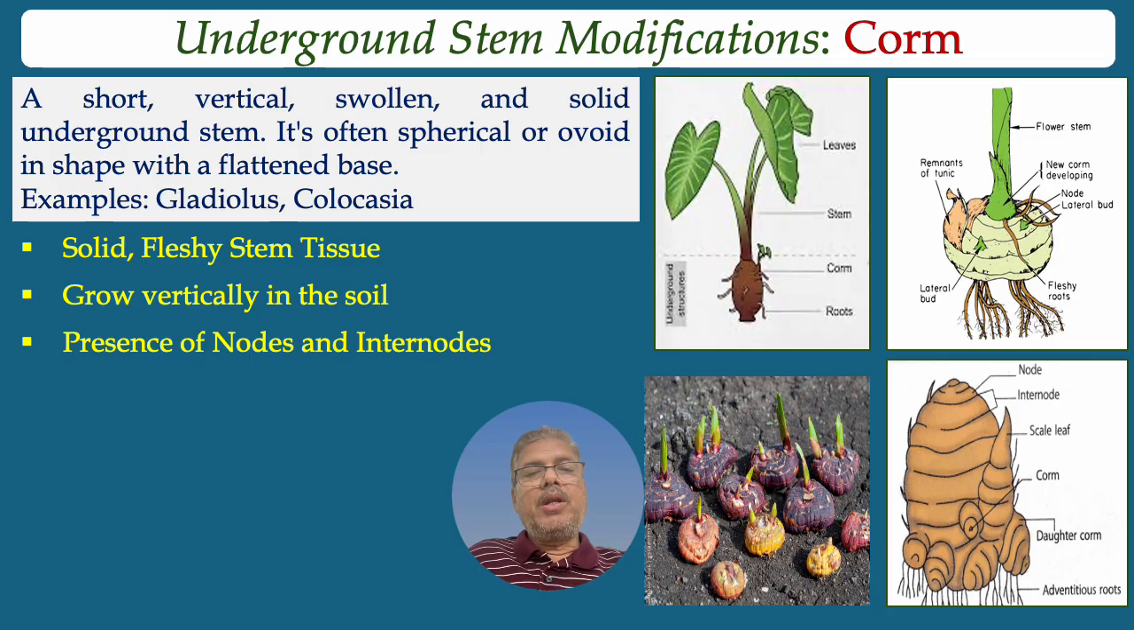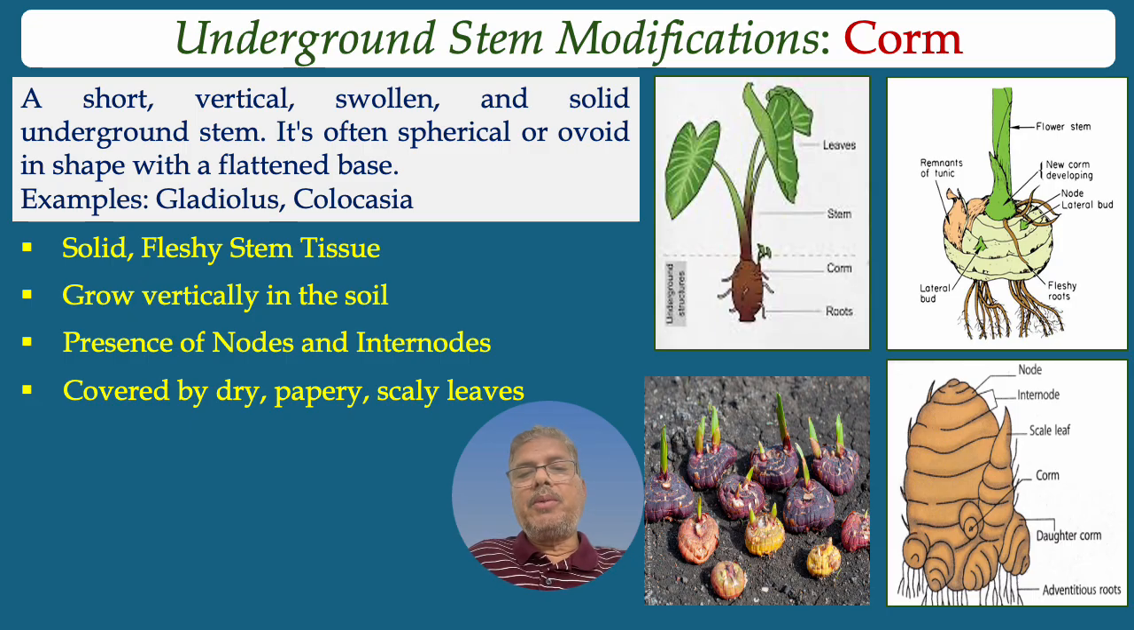These are visible as the circular rings on the corm surface. The corm is usually covered by dry papery scale-like leaves. These are the remnants of the old leaf bases from the previous growing season and serve a protective function, preventing water loss and offering some defense against pests.